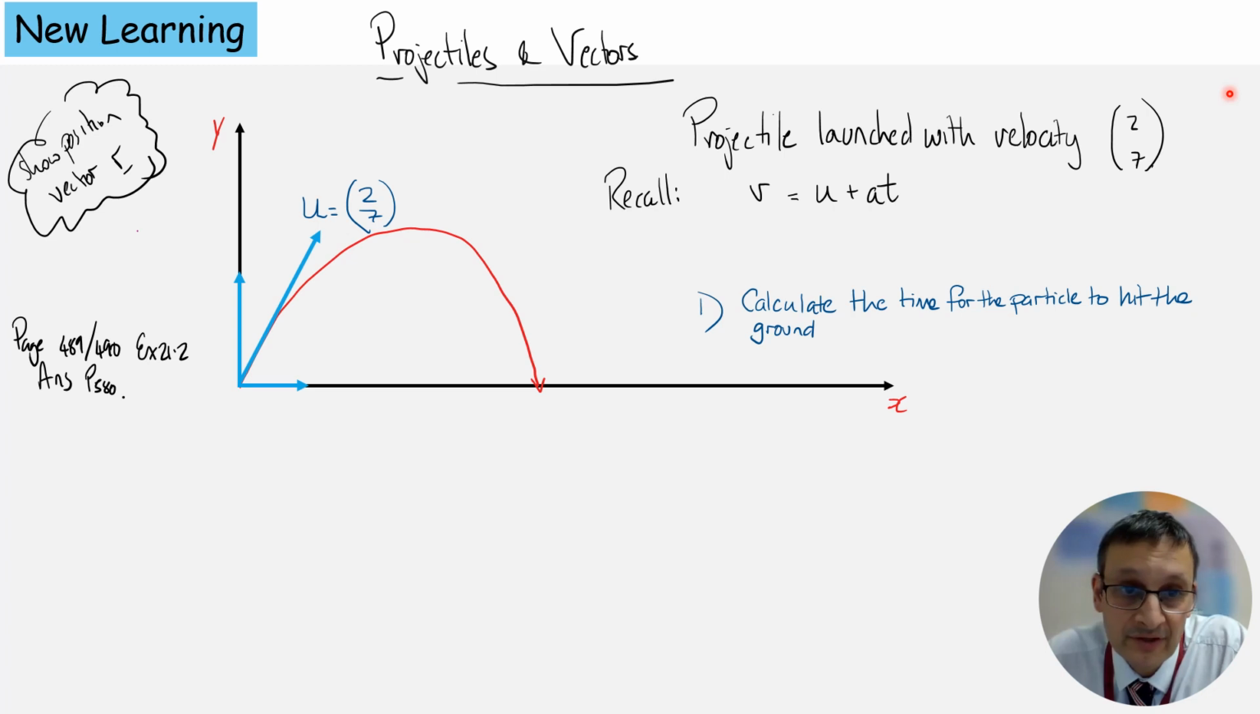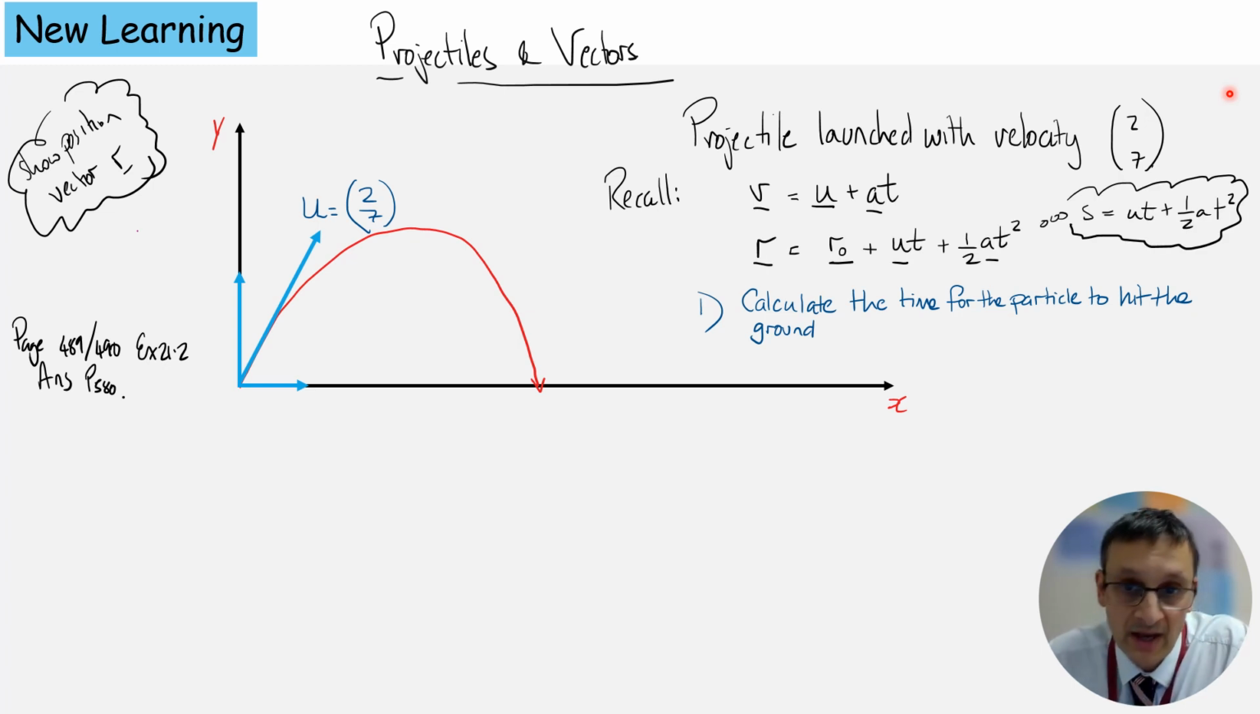Just a quick refresher, we will recall that for vectors, velocity is equal to initial velocity plus at, and then we make sure we've got it in vector notation. Likewise, we can recall that the position vector is equal to its initial position plus, and this is just your s equals ut plus half at squared, written again in vector form.